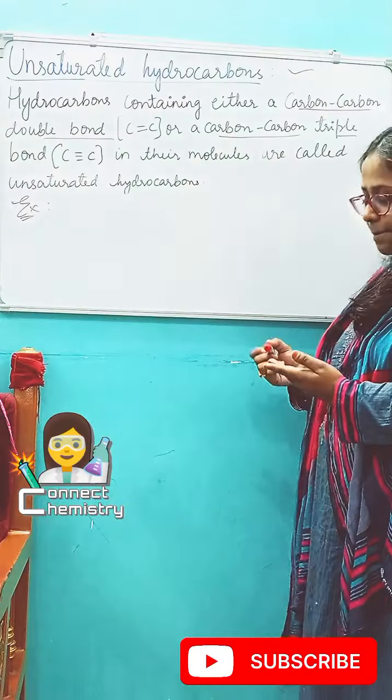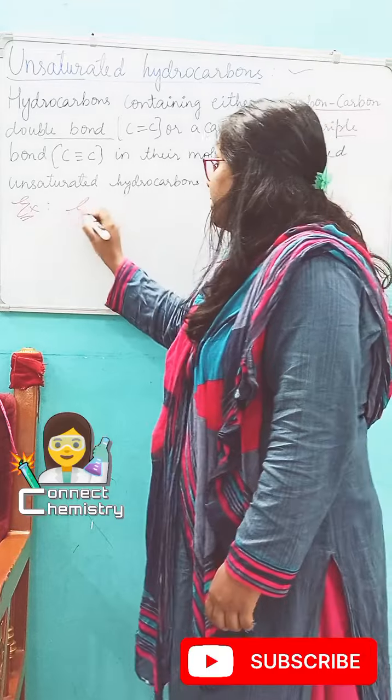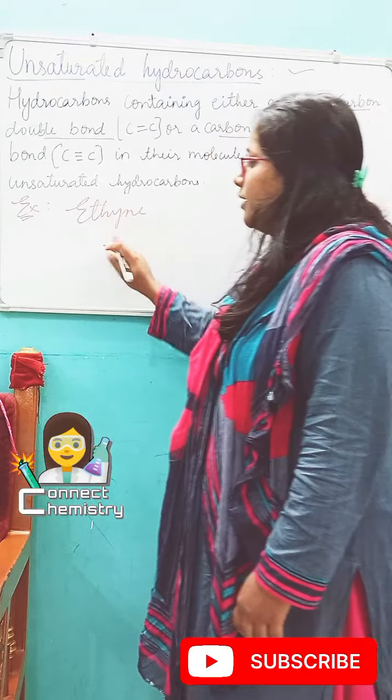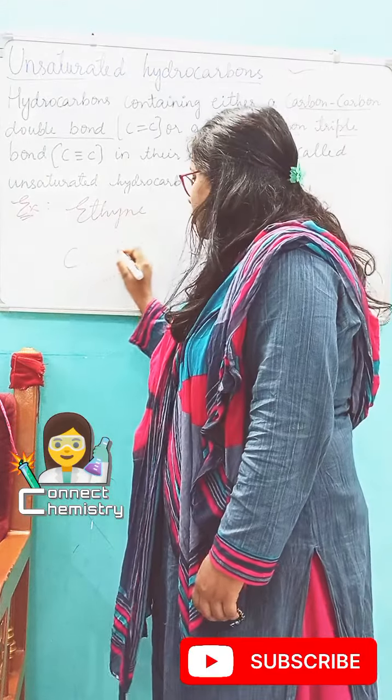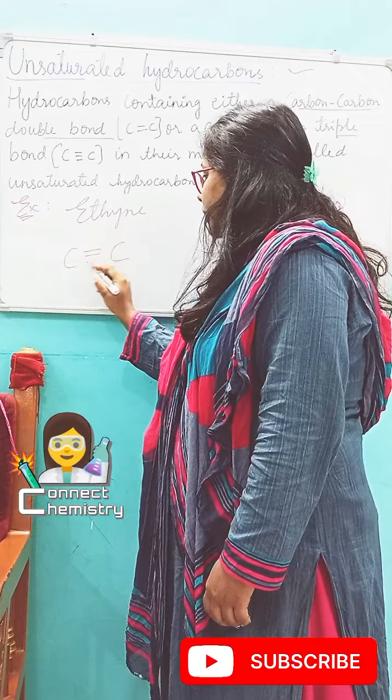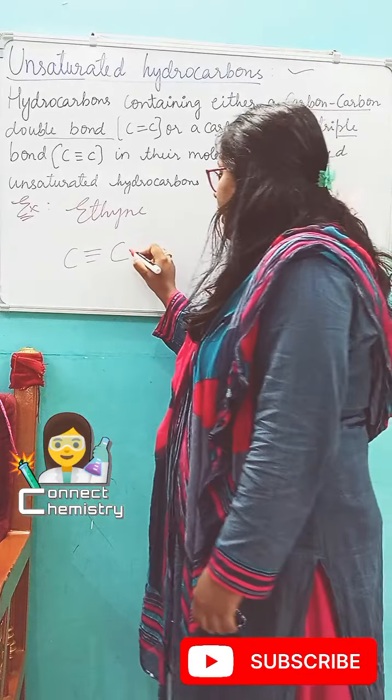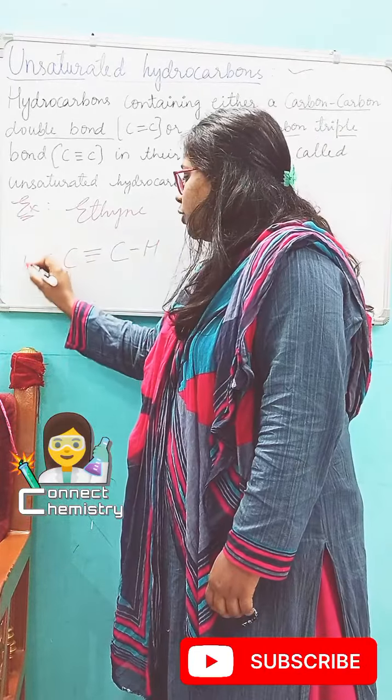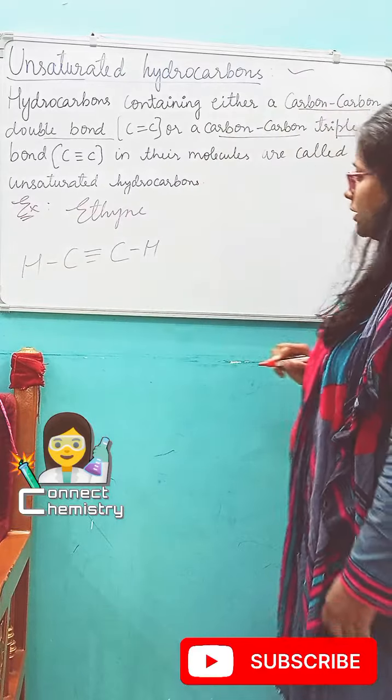The next example I will be taking is ethyne, where here also we have two carbons with three bonds, that is a triple bond, and the hydrogens are to be accommodated to fulfill the carbon valency.